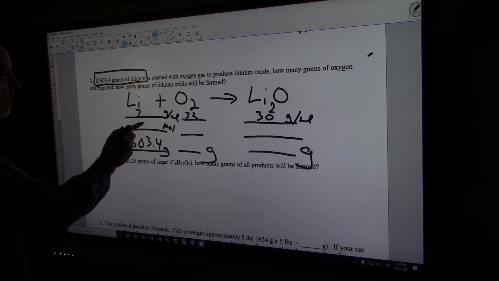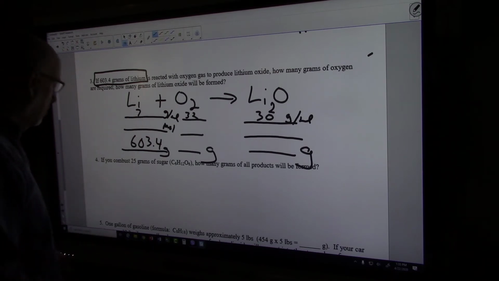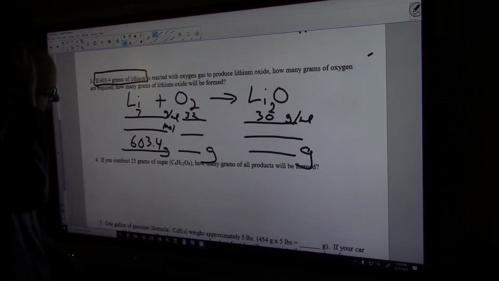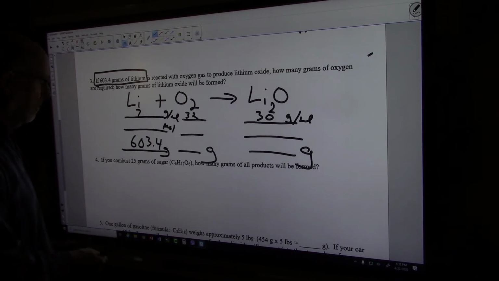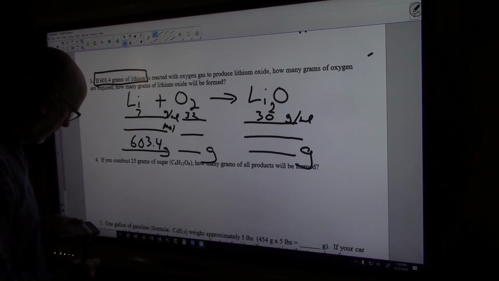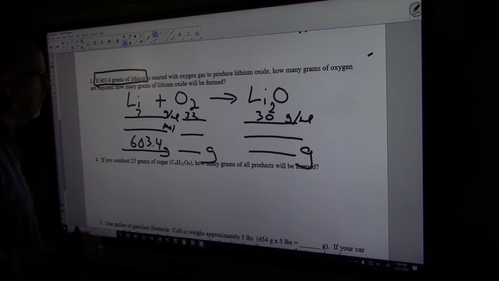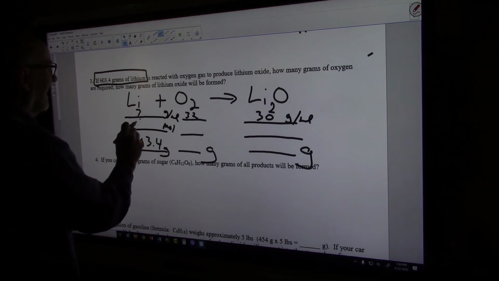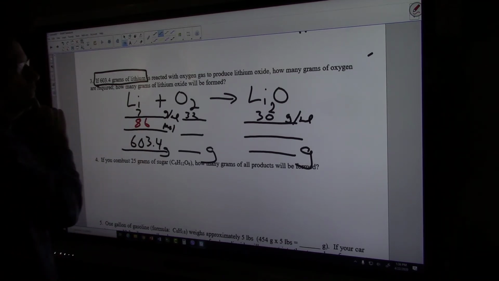All right, calculate the moles here. Moles equals grams divided by molar mass. 603 divided by 7. So it's a little bit less than 100. 603 divided by 7 is 86 moles. Oh, we didn't balance it.